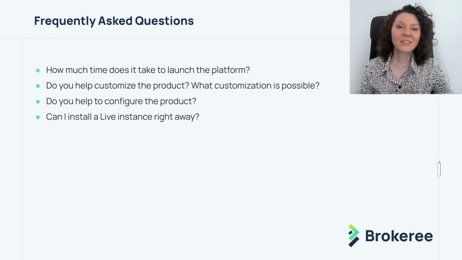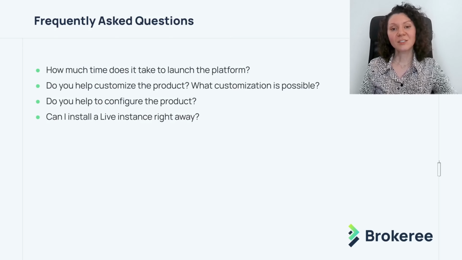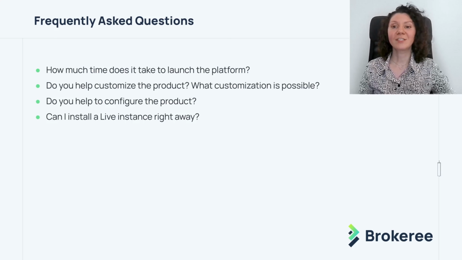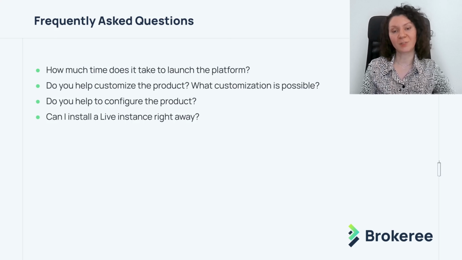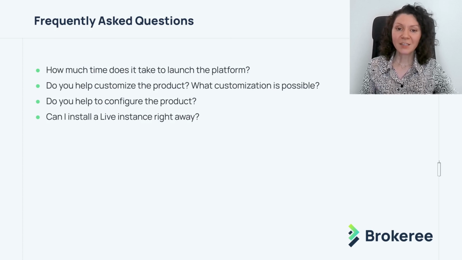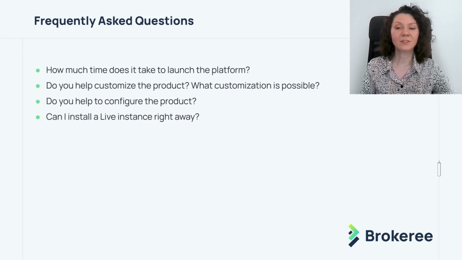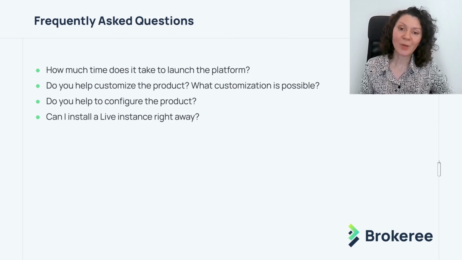Do you help customize the product? What customization is possible? Customization itself is performed by the client. Our team can assist with suggesting the best method to achieve the expected results or troubleshoot in case something doesn't work. On a basic level, the customization can be done by using the JSON file and CSS styles, where you can change colors for the UI, for the elements and fonts. Deeper customization is available via the REST API documentation.